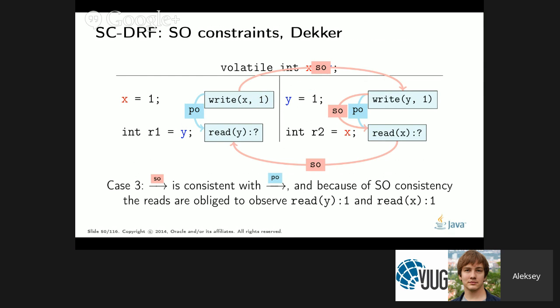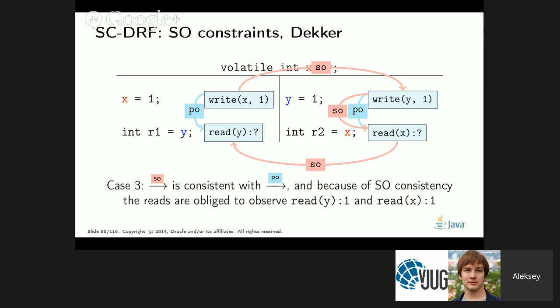Yeah, let's do the third one. Let's arrange the order like this. The synchronization order is consistent with program order. And because of synchronization order consistency, again, what should I read in Y and X? You read 1, because both read actions are after both writes.